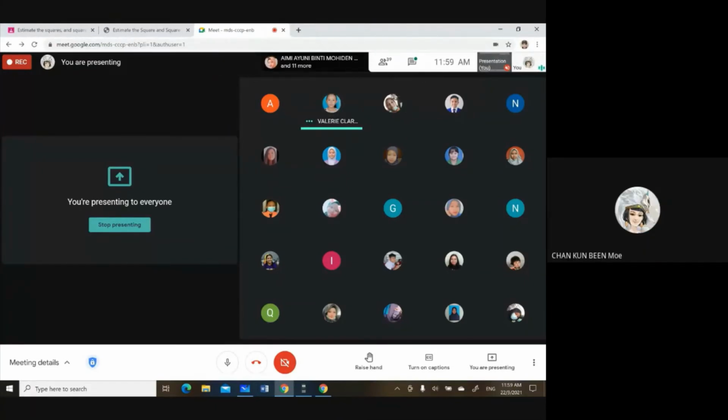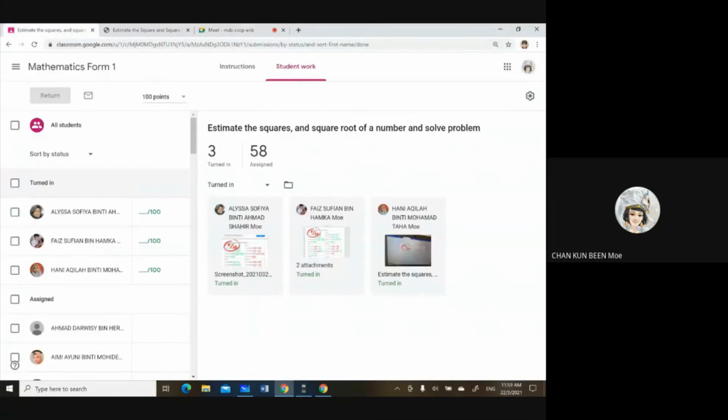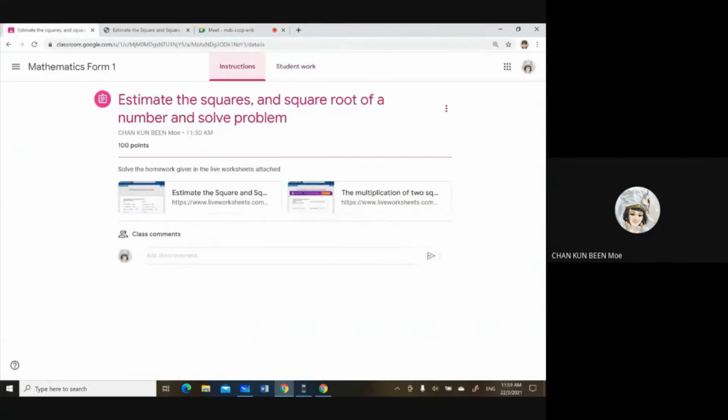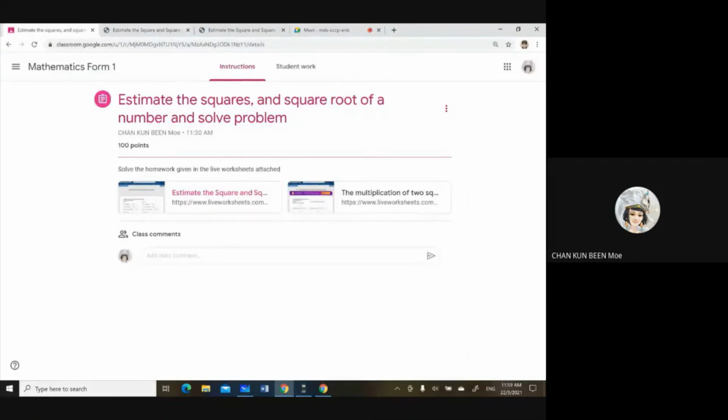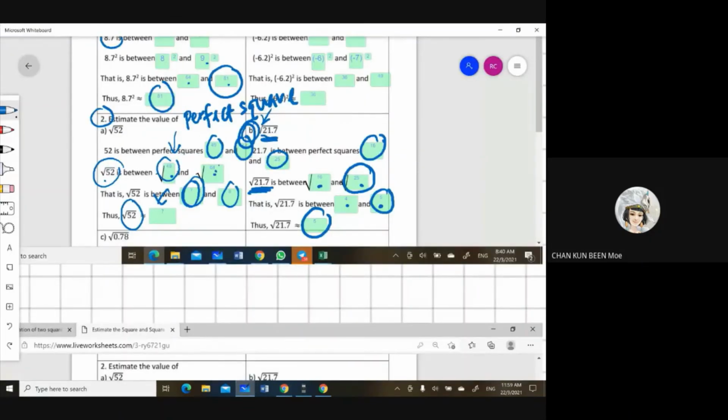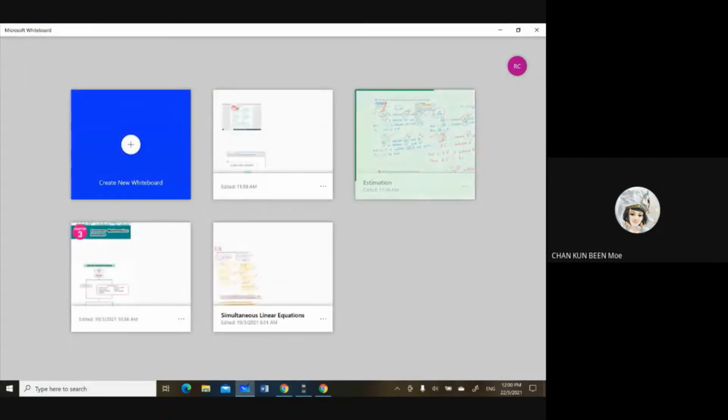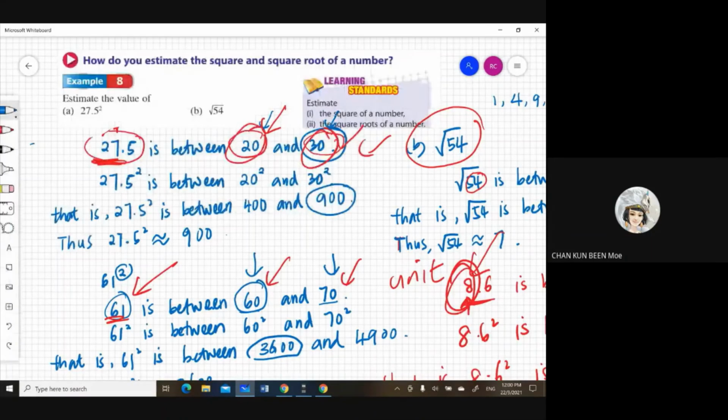Because later on, I'm going to take the average of those two exercises, because I give you two exercises. One is this one right now, and the other one I want you to do after the lesson. So for both answers, I'm going to sum them up and get the average point. Okay, now we continue with our lesson. This one is done. Just now was about estimation. So you have learned how to estimate the square and square root of a number already.